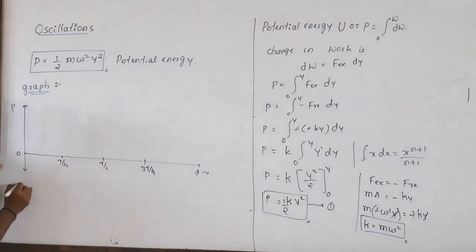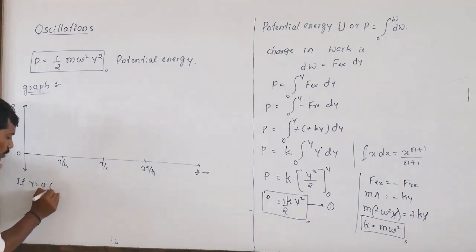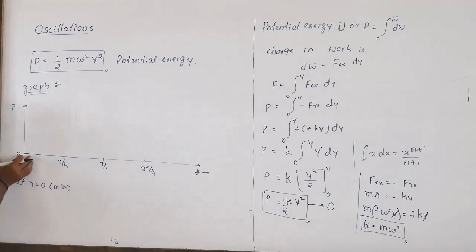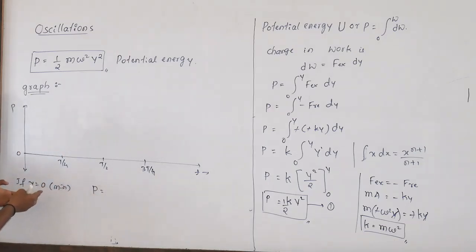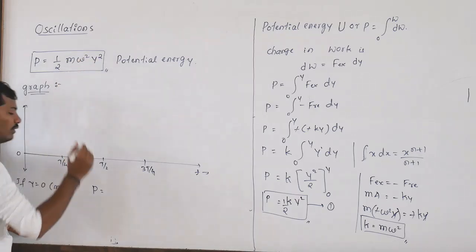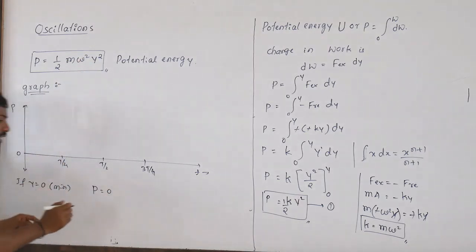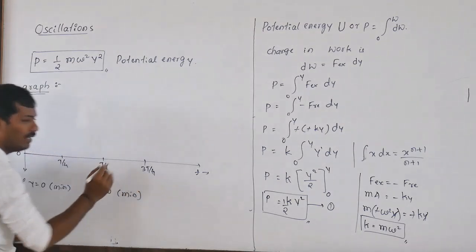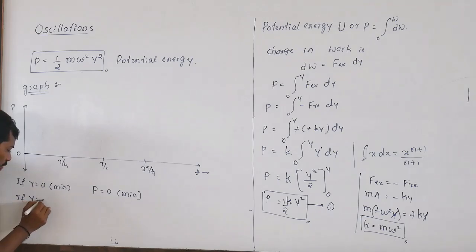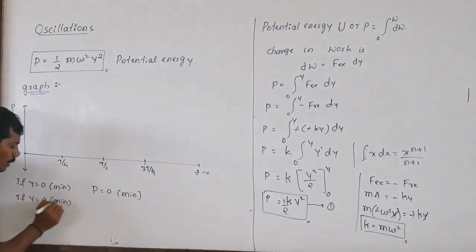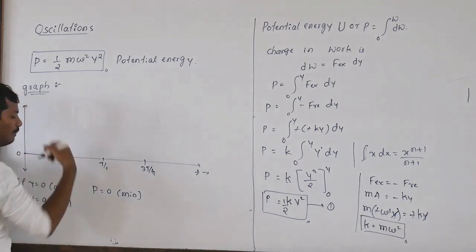First calculate at the mean position. At the mean position, y is equal to 0, and then the potential energy is minimum. Substitute the value of y as 0; the potential energy is also minimum. It starts from its mean position like this. Then if y is equal to a, it is maximum, at the positive extreme position.